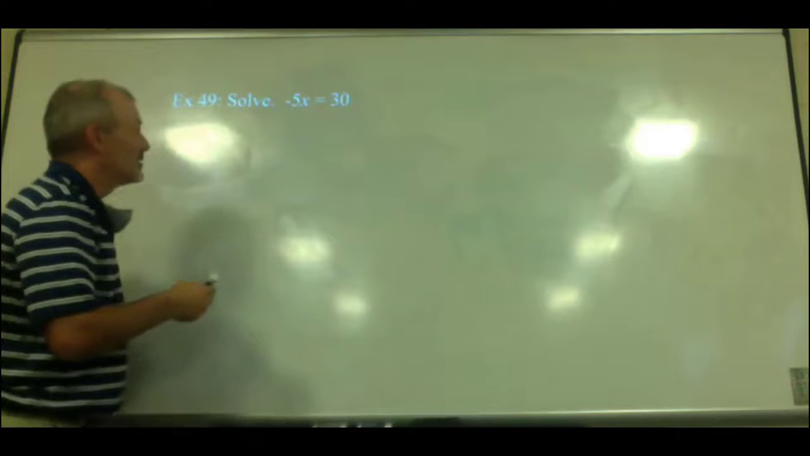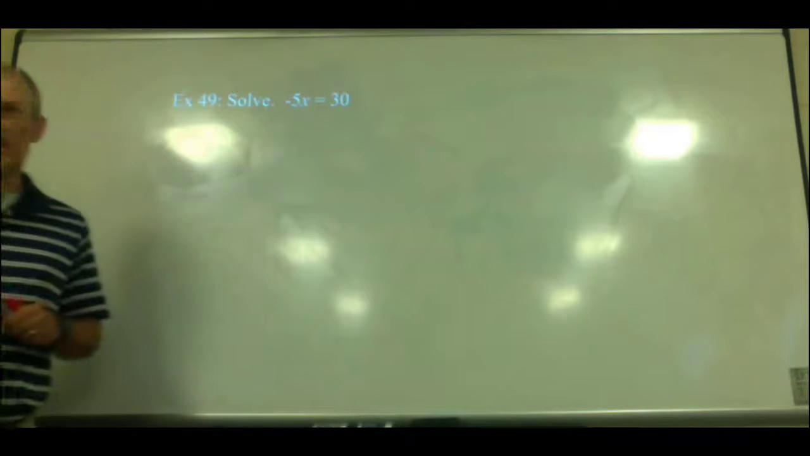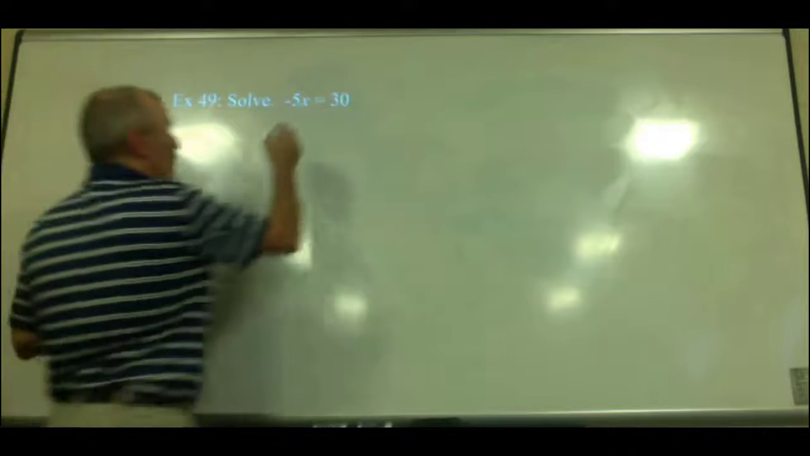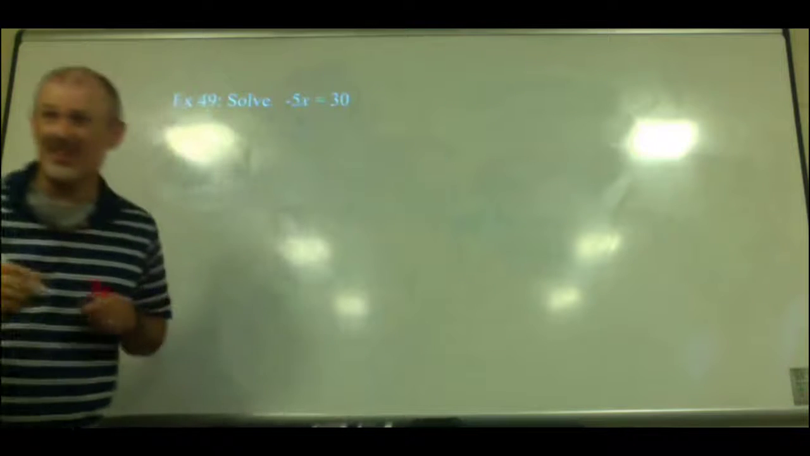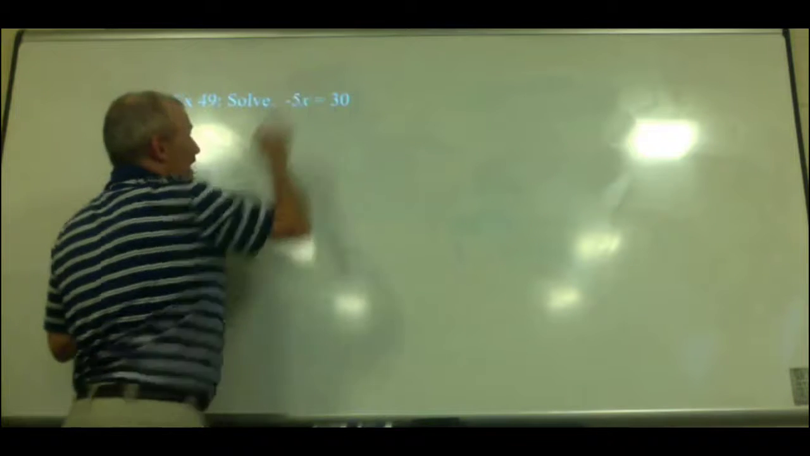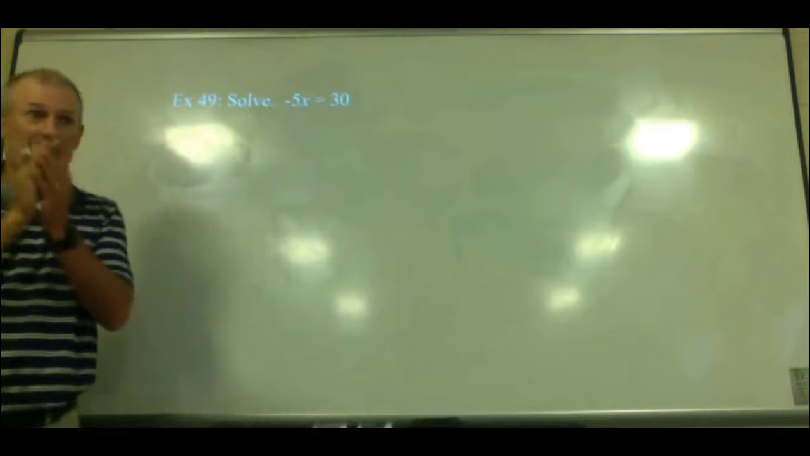This one's a little bit different, but we've got to be careful here. So what's by the x that we need to get rid of? A -5. But again, what's the math that's going on? Are they subtracting? No. It's -5 times x, right? Because they're right next to each other.